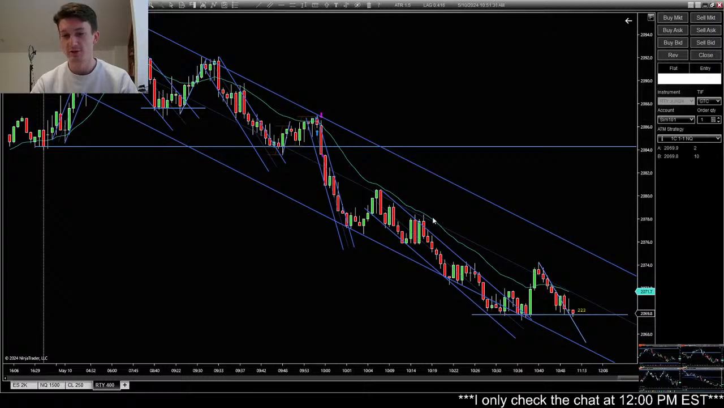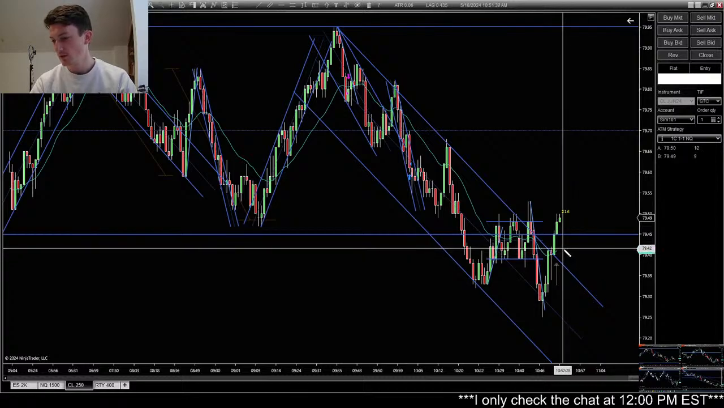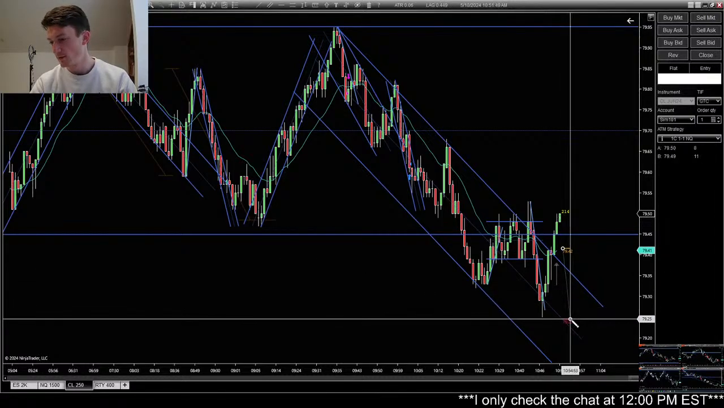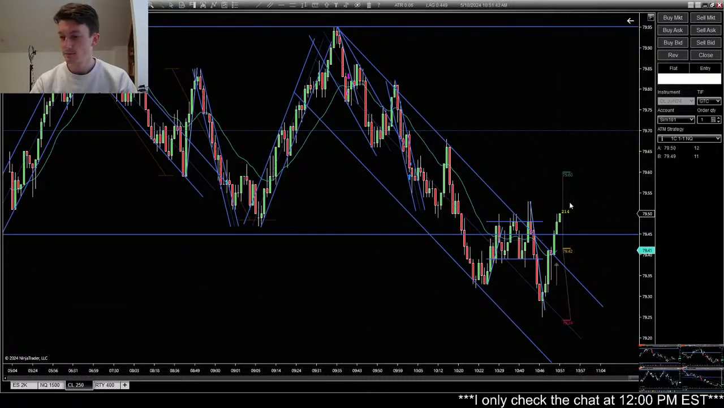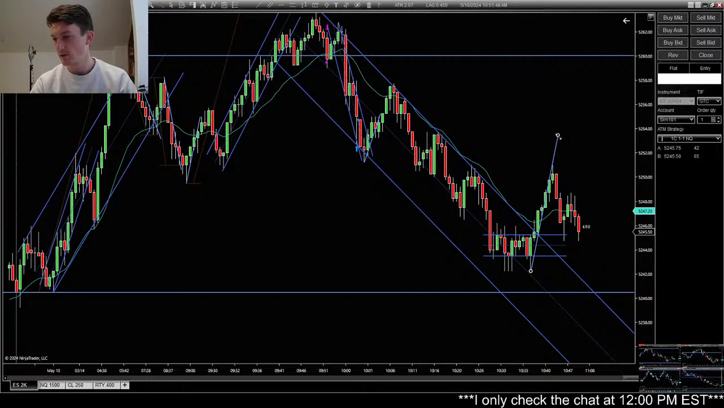Still within the larger downtrend though. The CL is moving up real strongly, so if I had entered that, we'll see what that ends up doing. The ES and the NQ look like they're moving towards this break a new low.